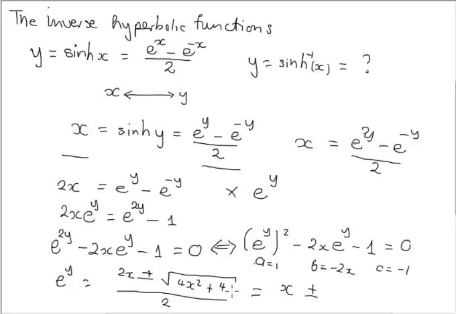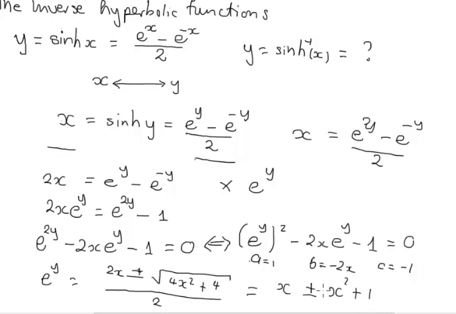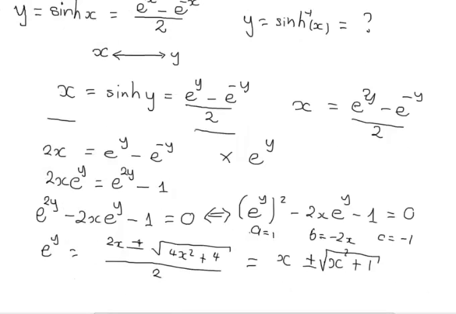We did that yesterday, isn't it? Then you're going to have 2, but that 2 is going to cancel with this denominator 2, isn't it? So what you're going to be left with there is just the square root of x squared plus 1. Are we together?